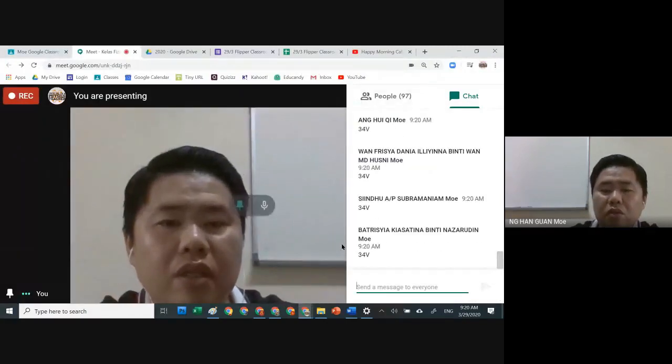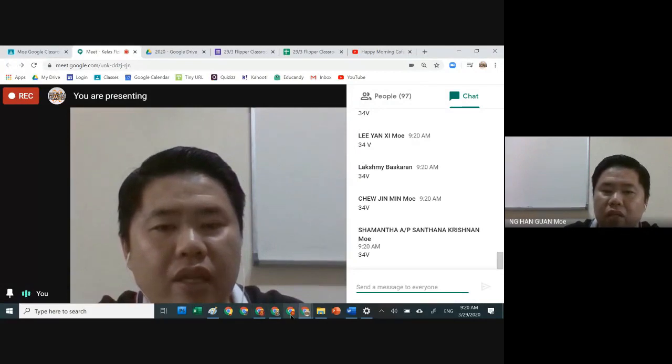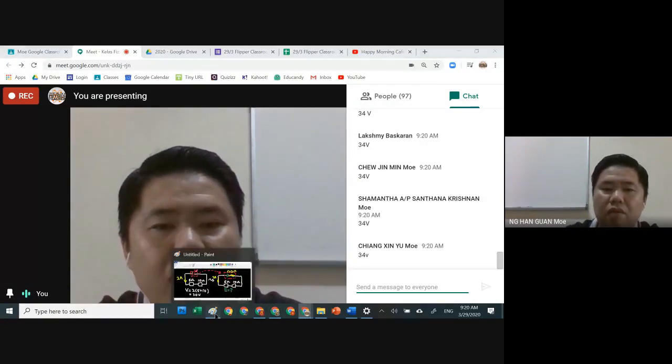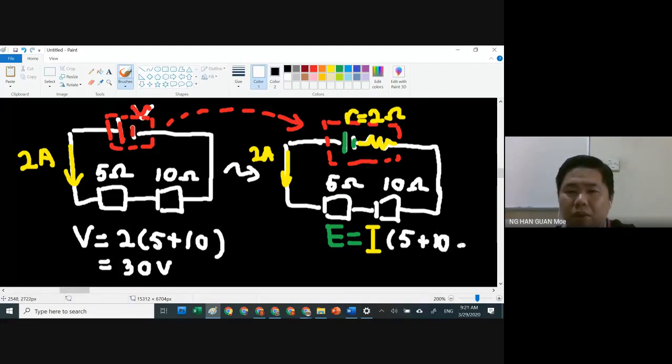97 only. Right. So you get the EMF equal to 34, right? Okay, 34. Is it the correct answer? 34 volt. So now the EMF of the circuit is equal to the current multiplied by 5 plus 10 plus 2, including the internal resistance. Right. So that's why the EMF actually is 34.